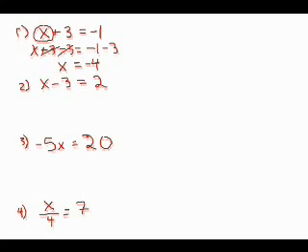Well, again, what do we have to get rid of to get x by itself here? We have to get rid of minus 3. And how do we get rid of minus 3? We add 3. If we add 3 to the left-hand side, we have to also add 3 to the right-hand side. When we go ahead and simplify here, x minus 3 plus 3 just makes x. 2 plus 3 is 5.